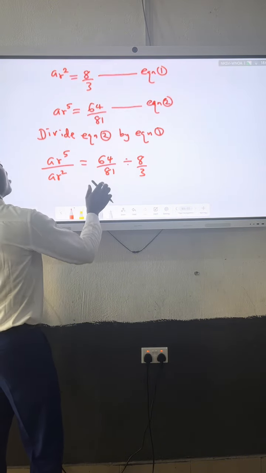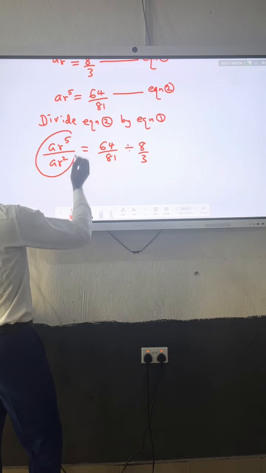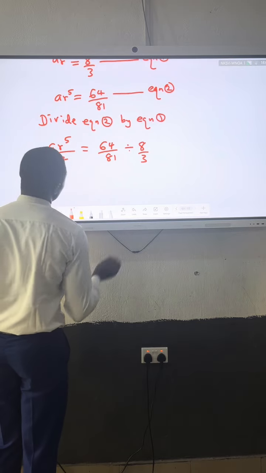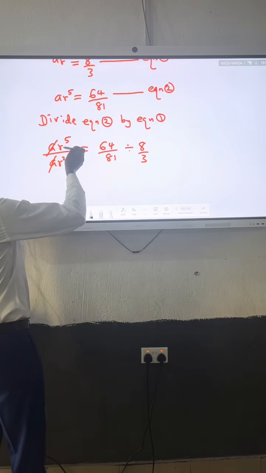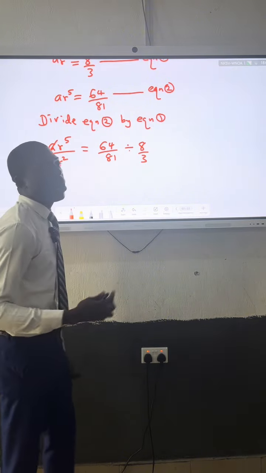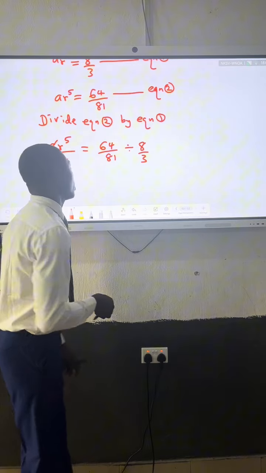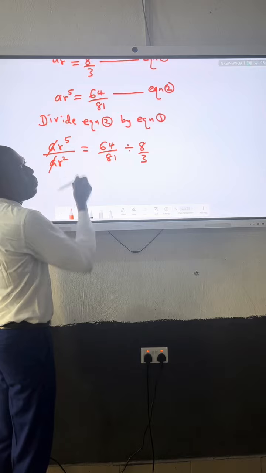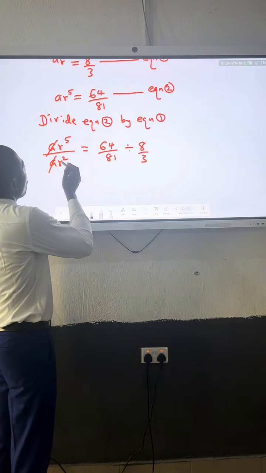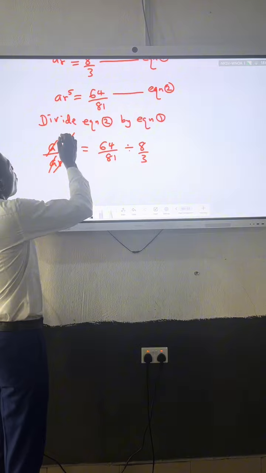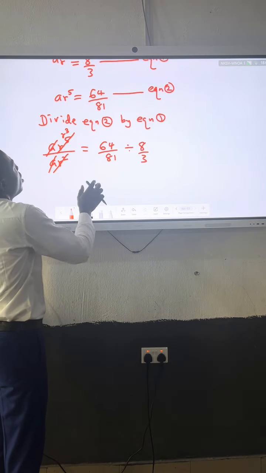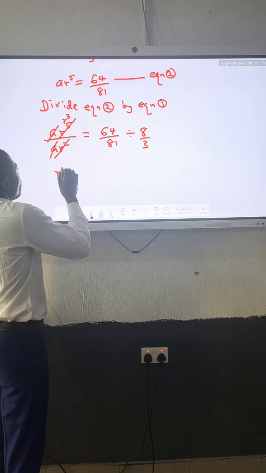Okay? Now, at the left-hand side here, look very carefully. A will cancel A. Now, R raised to power 5 means R times R times R in 5 places. R raised to power 2 means R times R. So this power 2, we cancel this one. So this one, we cancel this one, but R raised to power 3 will remain. So at the left-hand side, you have R raised to the power of 3.